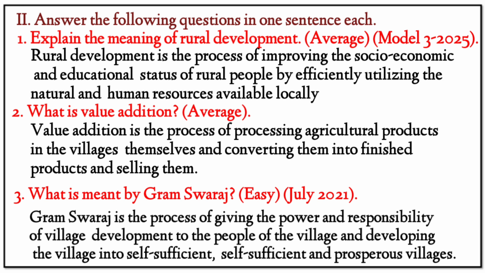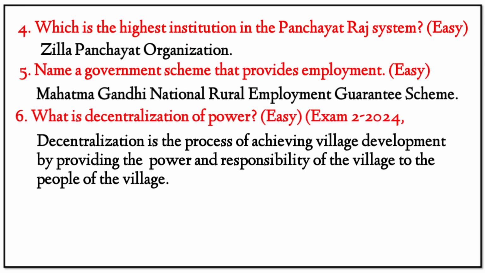Next, question number 3. What is meant by Gram Swaraj? Gram Swaraj is the process of giving the power and responsibility of village development to the people of the village and developing the village into self-sufficient and prosperous villages. 4. Which is the highest institution in the Panchayat Raj system? Zilla Panchayat.